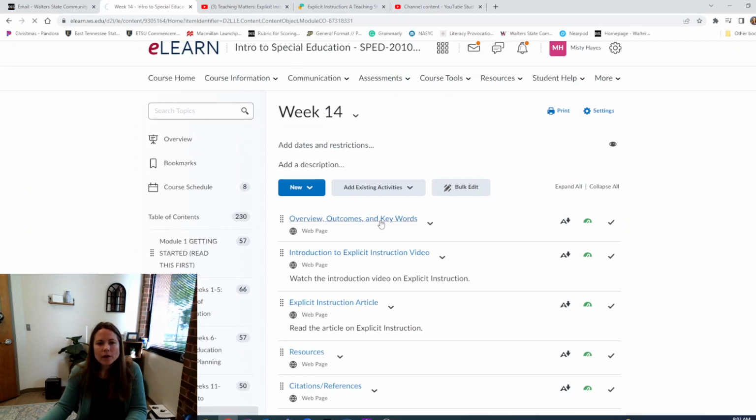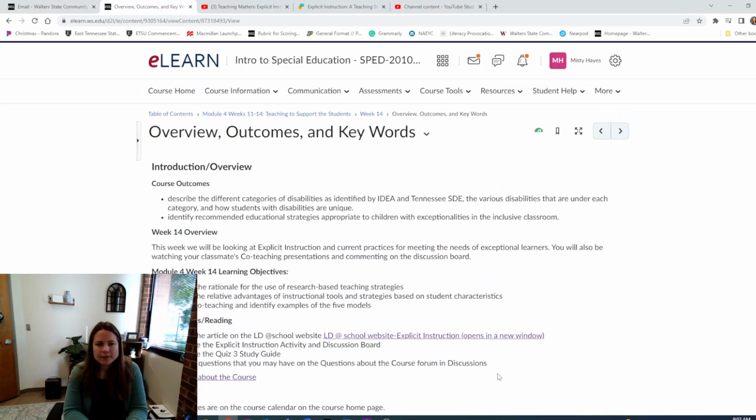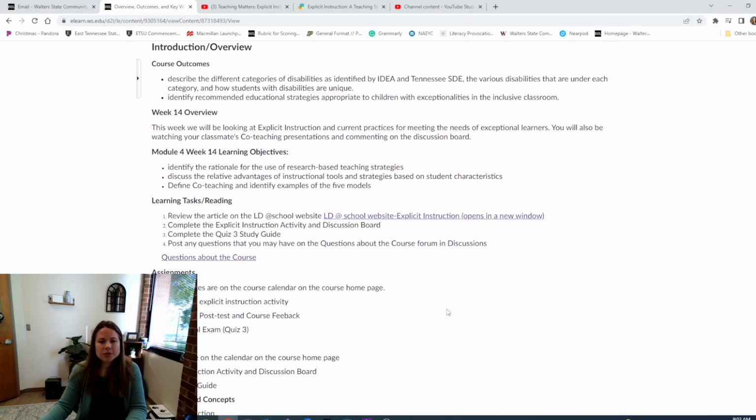So this week, we are working on explicit instruction. Our goal this week, our learning objective, is to look at instructional tools and strategies based on different student needs and characteristics. We're going to be looking at research-based strategies and be able to identify those, and discuss the advantages of these different types of tools. So we're going to be looking at explicit instruction as a strategy. That's going to help us meet our 2 outcomes for the course outcomes here at the top. We're going to be looking at the current practices with explicit instruction and how it's going to meet those needs of the exceptional learners.